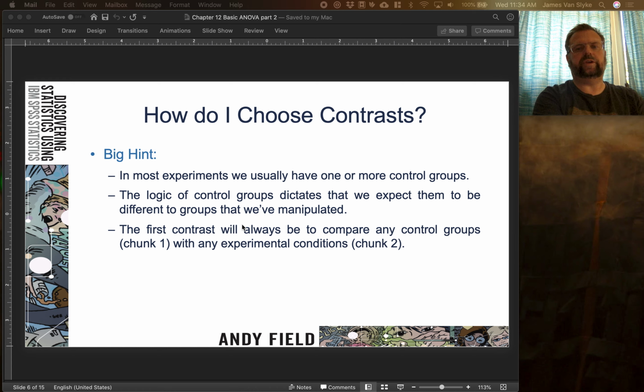The way in which we choose these contrasts is to do one of two things. First, we separate out the control group, and then we compare the single control group to both of the experimental groups. Secondly, we simply compare the different levels of the variable itself. So we compare how a smaller or lesser amount of the variable compares to a larger. And that's the way we're going to do it here as well.